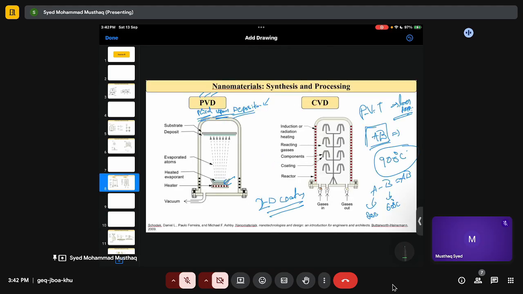We have completed PVD, CVD, and I have explained the major differences. So in CVD, you can do your experiments even at lower temperatures when compared to PVD. PVD is basically taking the physical properties into account, but in chemical vapor deposition, you take chemical properties of molecules.